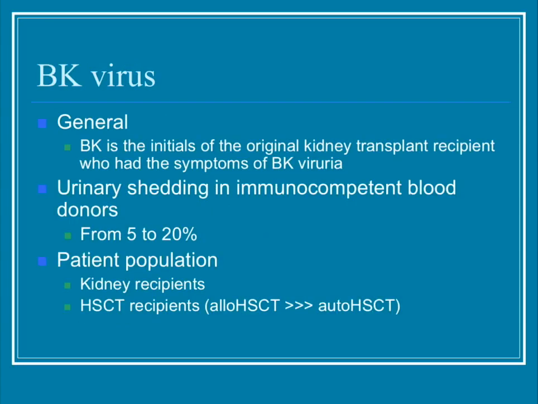A few words about BK. I always think it's a cool piece of medical history that BK was the initials of the original patient that they found this in. Urinary shedding in immunocompetent blood donors is between 5 and 20%. The patient populations that traditionally have problems are kidney recipients and bone marrow transplant recipients. Understand that the same infection in kidney transplants presents as silent loss of the graft, whereas in bone marrow transplant we have the whole hemorrhagic cystitis issue.